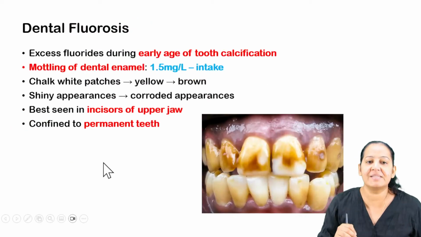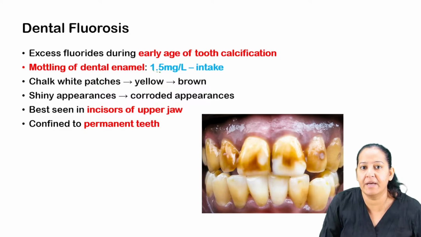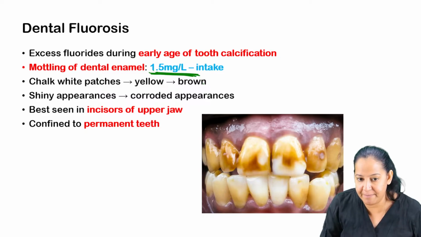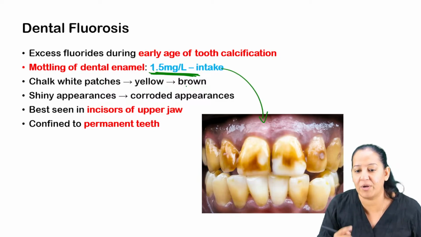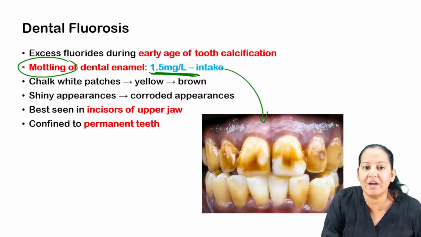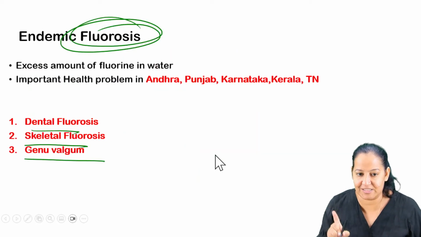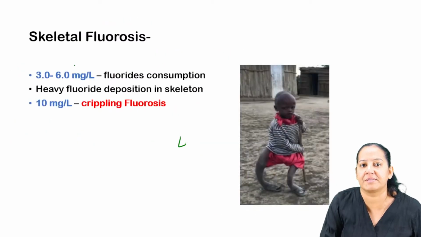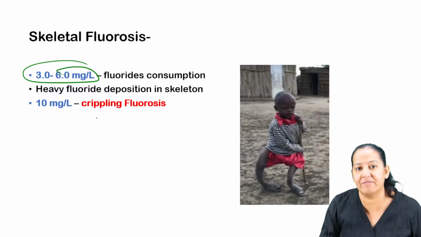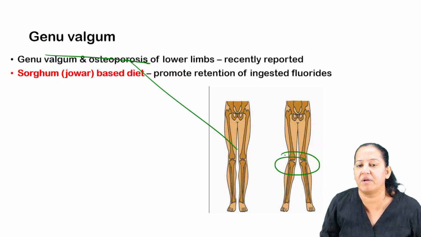Let me explain. What is dental fluorosis? If the fluorine is more than 1.5 milligram per liter, it causes mottling of the teeth, especially of the upper incisors, the permanent teeth. So mottling of the teeth takes place at 1.5 milligram per liter. If it is 3 to 6 milligram per liter, it causes skeletal fluorosis, in which crippling can also occur. More than 10, it can cause genu valgum. You got my point?